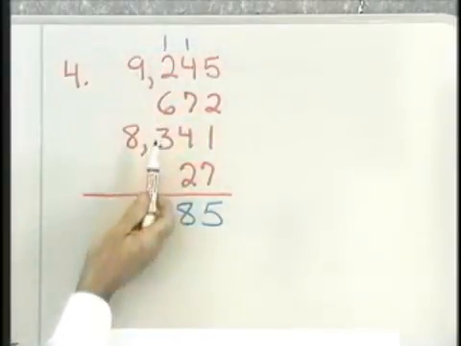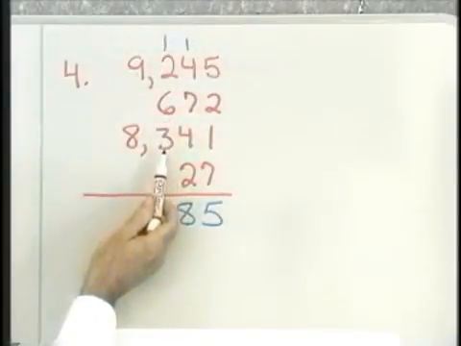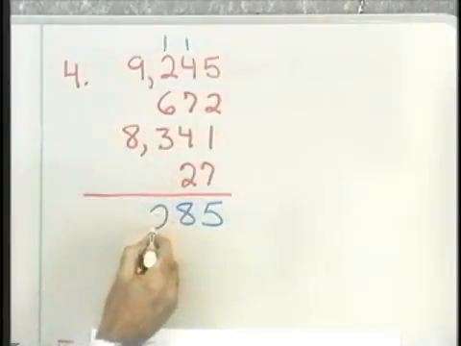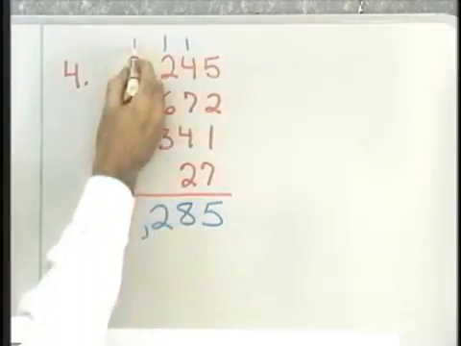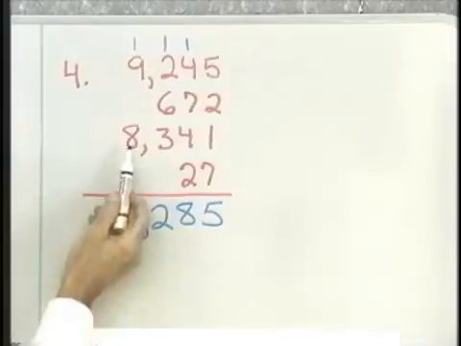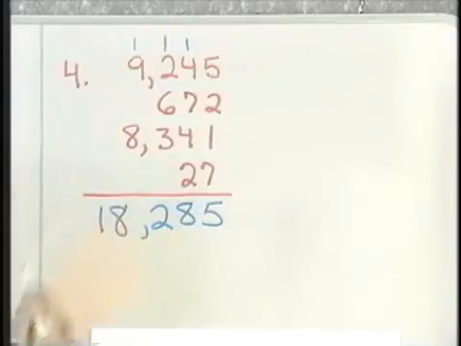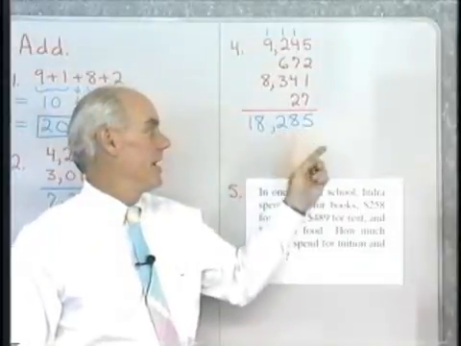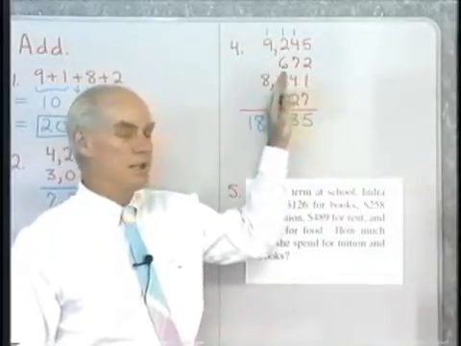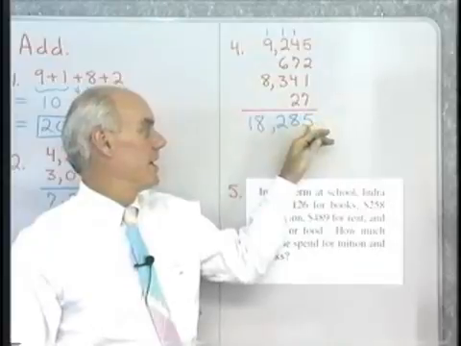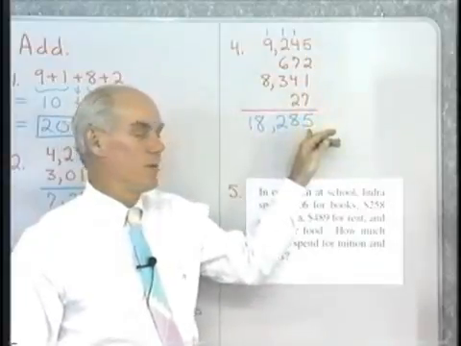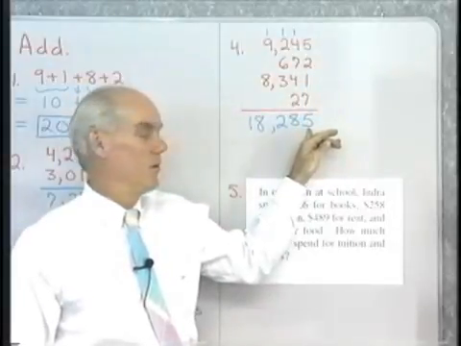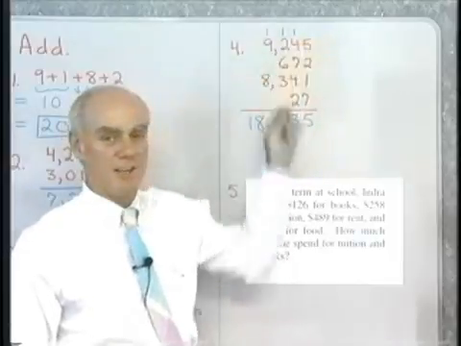1 plus 2 is 3, plus 6 is 9, plus 3 is 12. Write the 2, carry the 1. 9 and 1 is 10, plus 8 is 18. So that result is 18,285, and I found it by simply adding the numbers in the same column, and then anytime I had a sum that was more than 9, I wrote down the first number and then carried the second number like this.